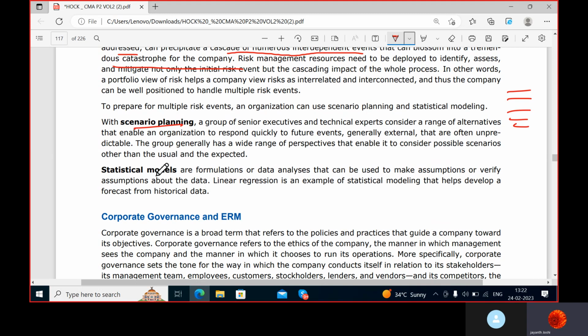And you can use some statistical models, like data analysis: you can take past data and see how your organization is impacted by one of the risks. For example, take regression. The regression equation is y = a + bx, whereby y is the dependent variable and x is the independent variable. This y definitely depends on x, and a and b are constants here.